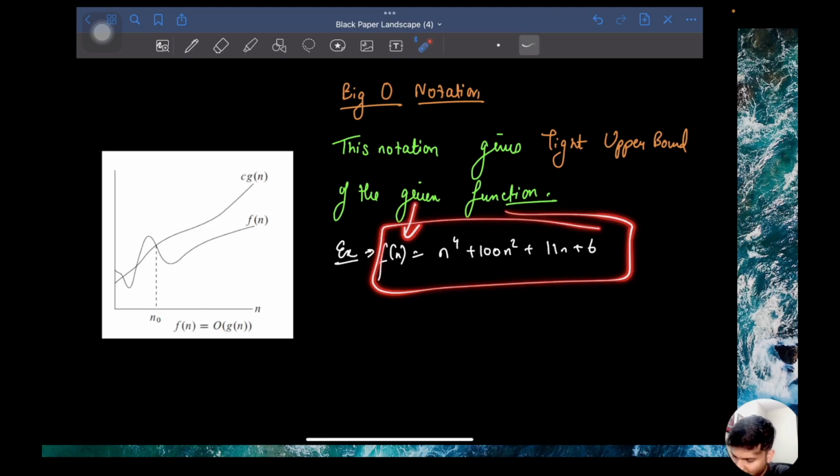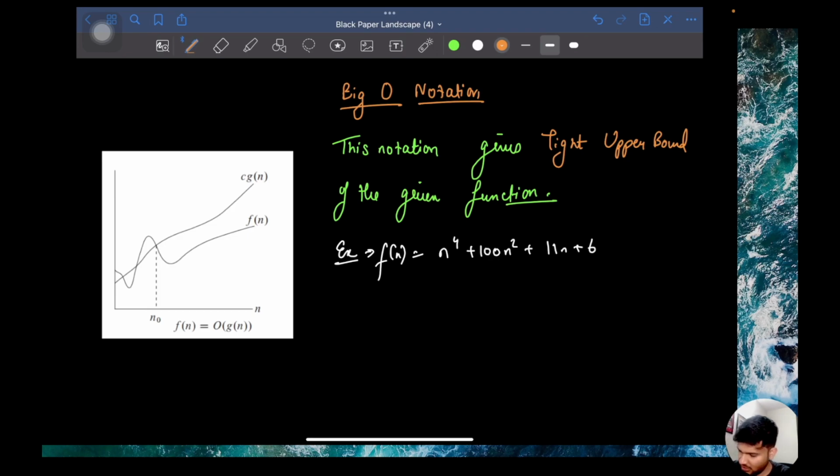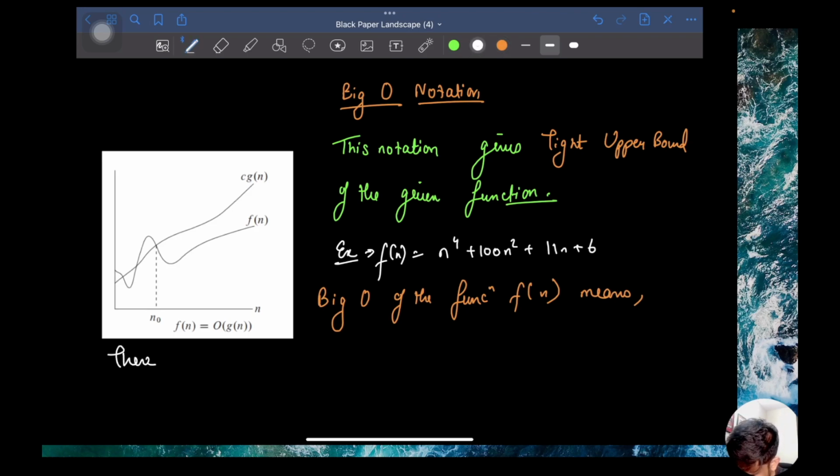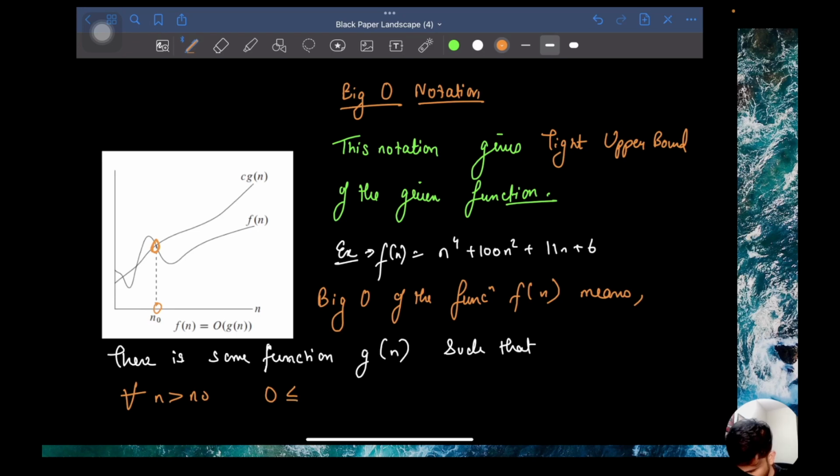Now, what big O notation will exactly mention is, if you want to find the big O of the function f of n, then big O of the function f of n means that there is some function g of n such that for all n greater than n naught, that is beyond a particular threshold, f of n will always be less than or equal to c into g of n, where c is a constant, right?